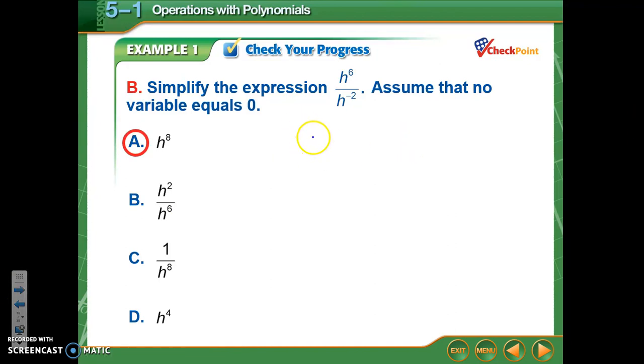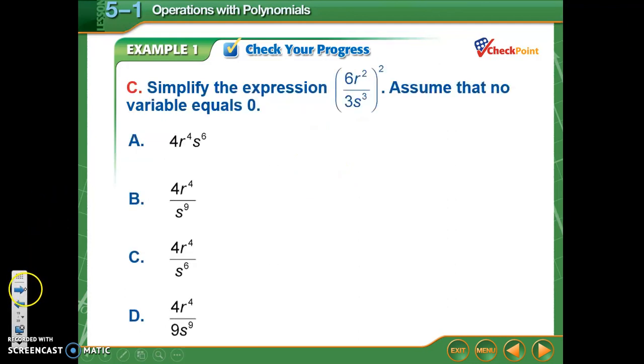The reason for that is that h to the negative 2nd, remember, if I have a negative exponent in the denominator, I take the reciprocal, so it moves to the numerator, and the exponent becomes positive, and then I use my properties of exponents to write that as h to the 8th. And try this one.